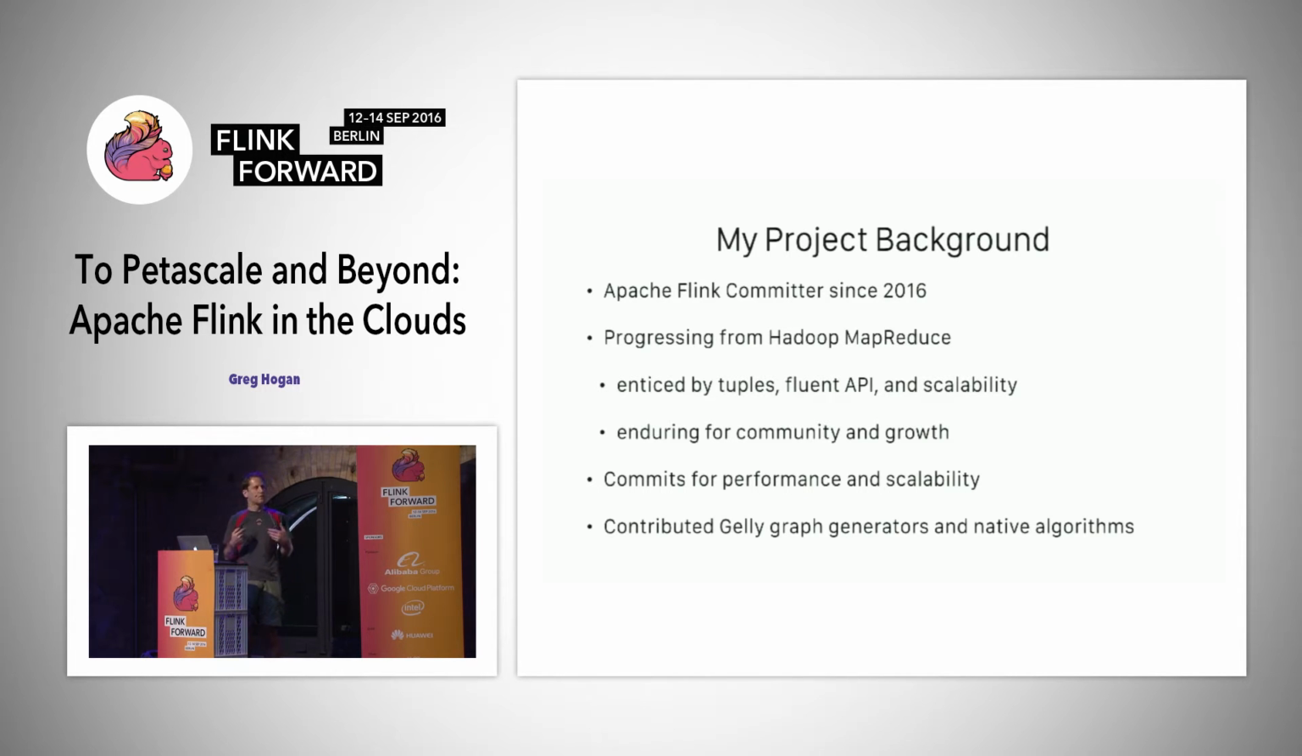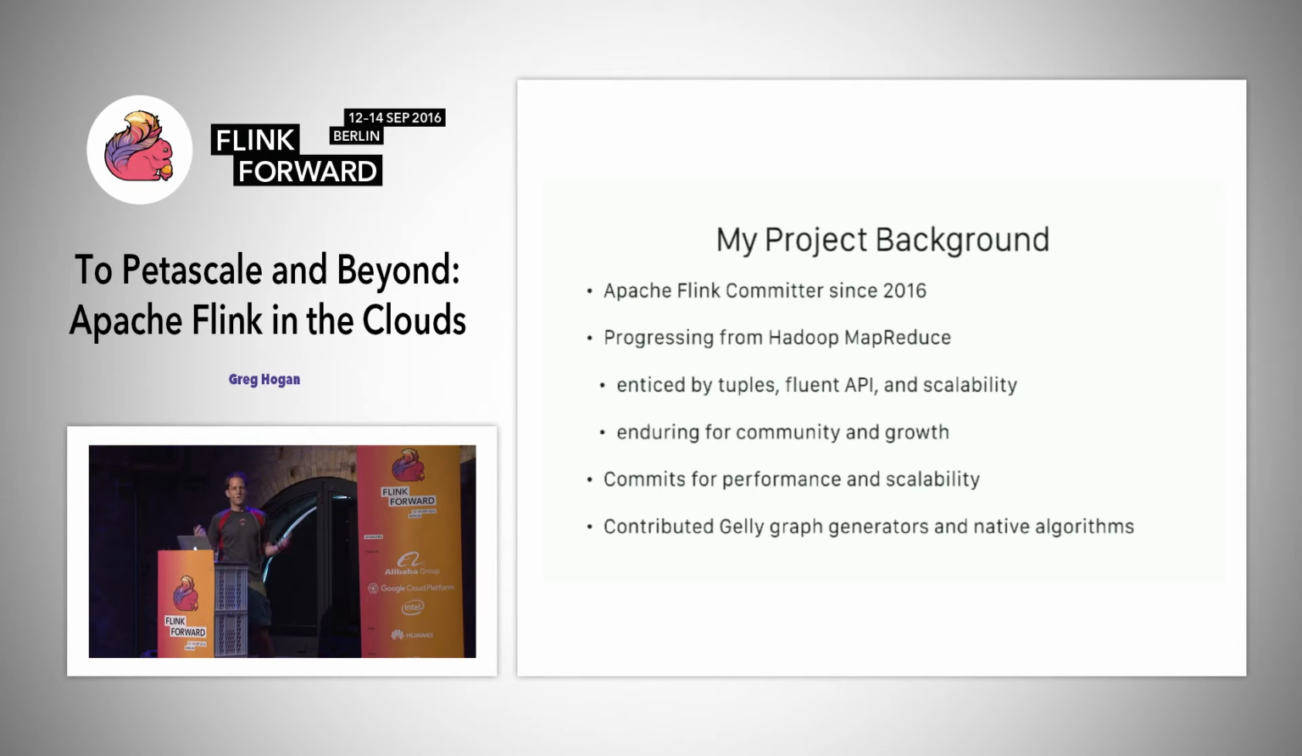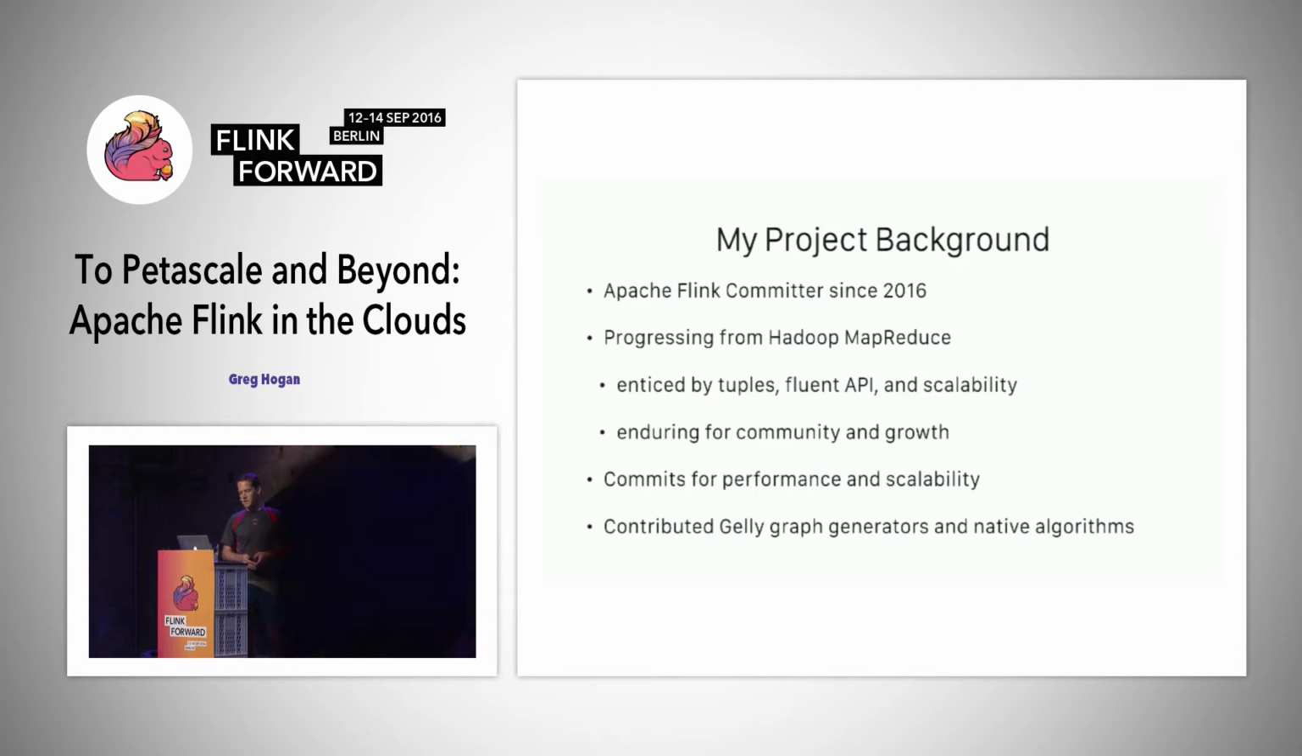My background, we used to write our code in Hadoop MapReduce, and I was evaluating frameworks. I was looking at Spark, and I came upon Flink. It was around the time that Flink was kind of in the news, and I found that the Flink API was very similar. Some of the Flink ideas were very similar to what we saw in Hadoop, particularly with the tuples, the operator reuse, the efficiencies of MapReduce, and the scalability.